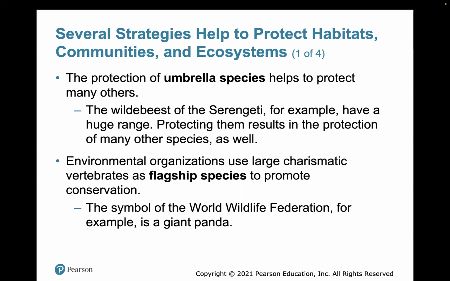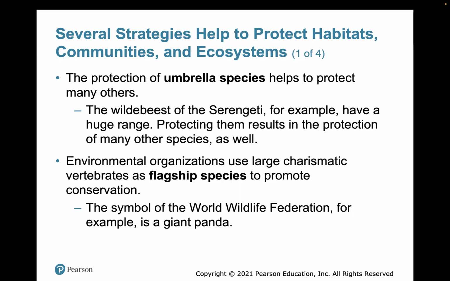People might not be interested in those animals. They might be more interested in those lions. So it helps the animals that are less charismatic. For example, they might have less of a range. So protecting umbrella species helps protect many other species. So that's all I'm trying to say.